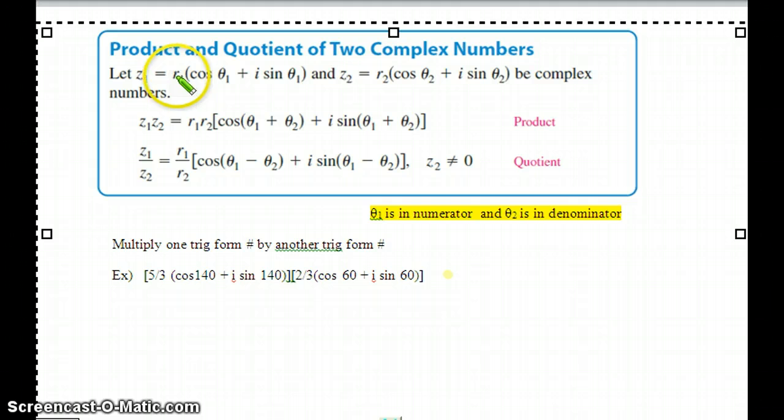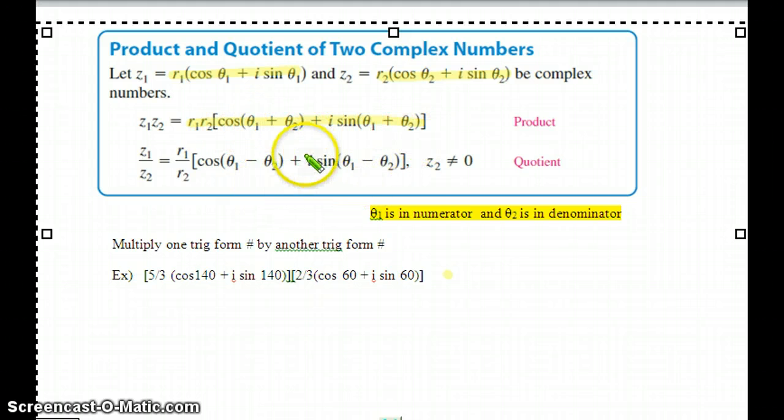So if you have a complex number that is in trigonometric form, and another complex number that is in trigonometric form, and let's say we call that z1 and z2, here's the formula that you would use. Again, you just ignore the z1 and the z2 portion of it, and you use this formula. You take the two r values, multiply them together, take the two thetas and add those together, and then you take the cosine of whatever that angle would be.